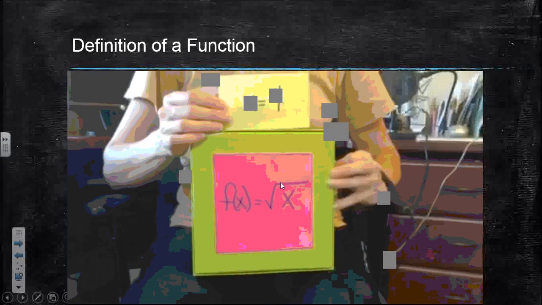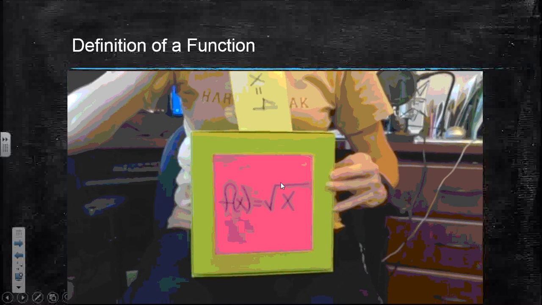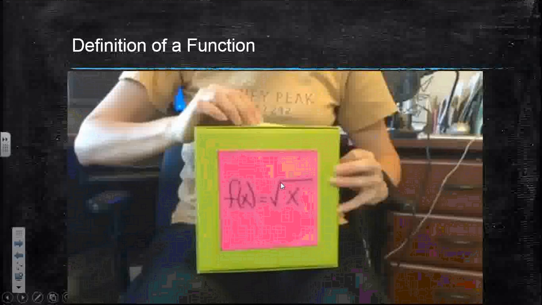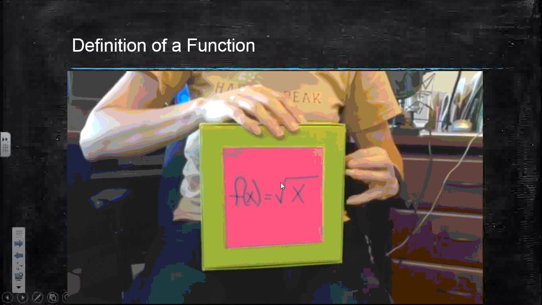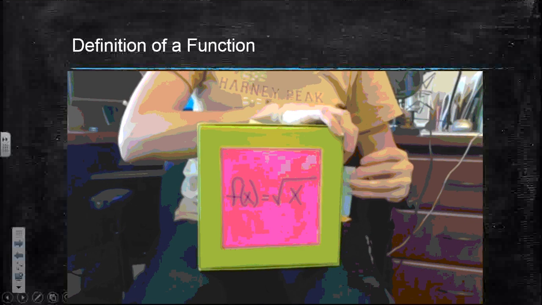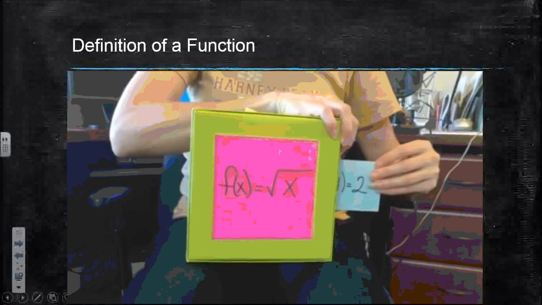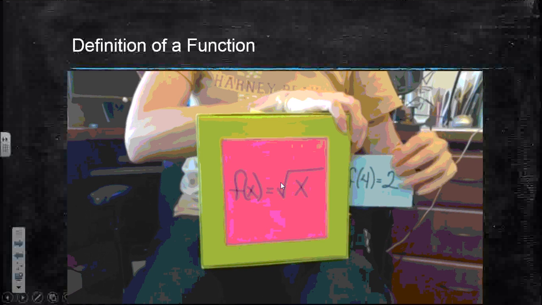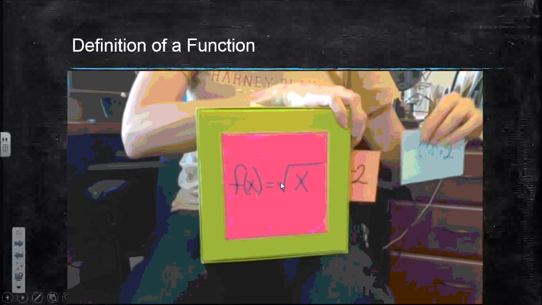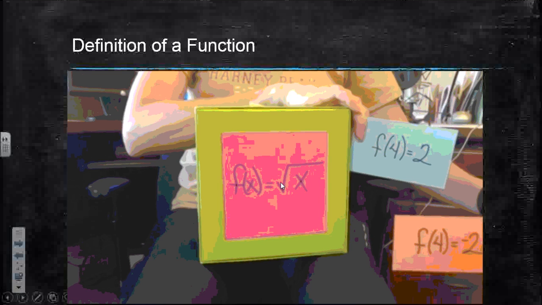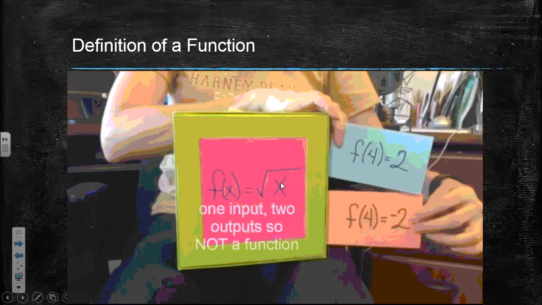Now I'm putting in 4. What's going to come out? 2. In comes 4. Out comes 2. Here comes my pop. Uh-oh. Something stuck to it. There came a Coke in addition to that Coke Zero.